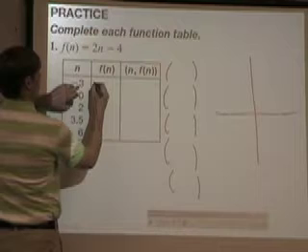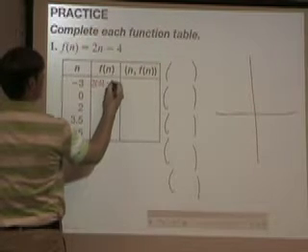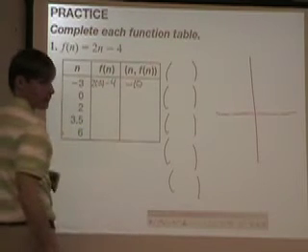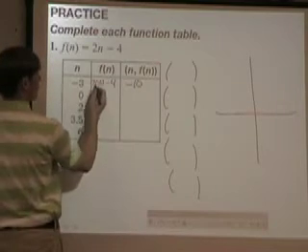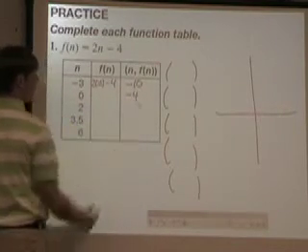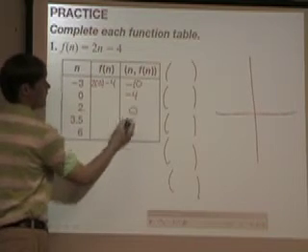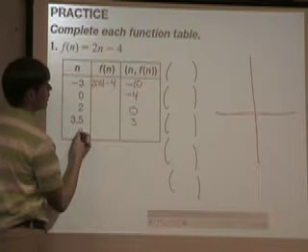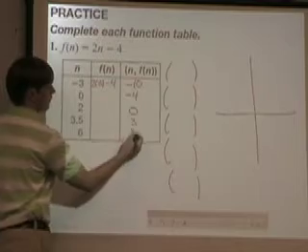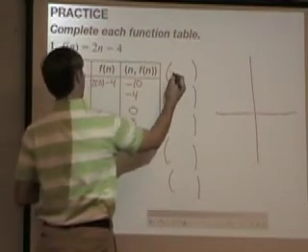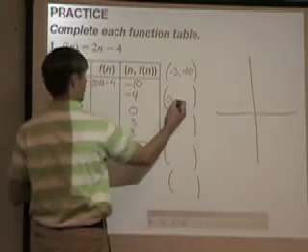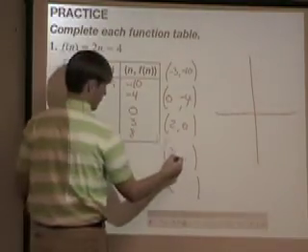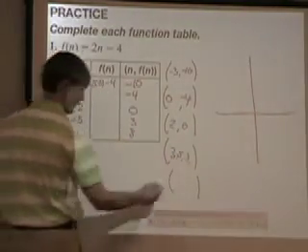So we've got -3: 2 times -3 is -6, minus 4 is -10. 0 times 2 minus 4 is -4. 2 times 2 is 4, minus 4 is 0. 3.5 times 2 is 7, minus 4 is 3. 6 times 2 is 12, minus 4 is 8. So your points are (-3, -10), (0, -4), (2, 0), (3.5, 3), and (6, 8).